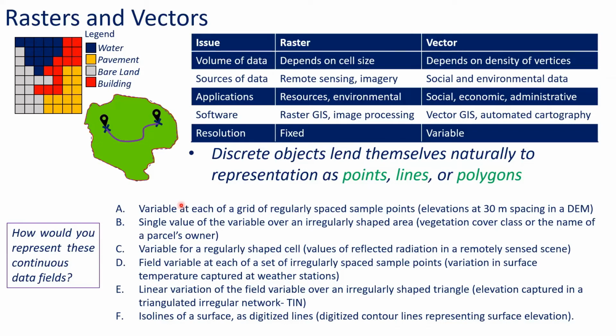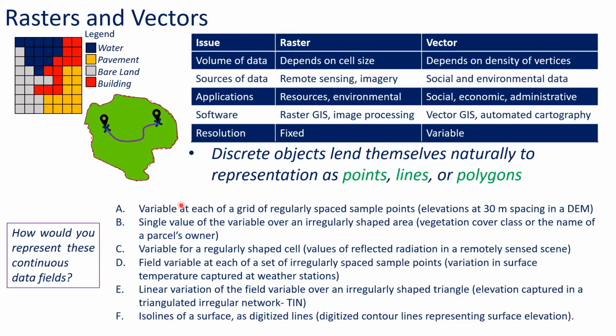In the vector representation, it depends on the density of vertices, the number of points. I told you about this smiley face that I have drawn: you should have so many points connecting close to each other to give a smooth, nice curve. If you don't have enough points, then you can't have that smoothness. So when you have more points, the volume of the data is large. It's very understandable. Sources of the data: remote sensing imagery, social and environmental data.